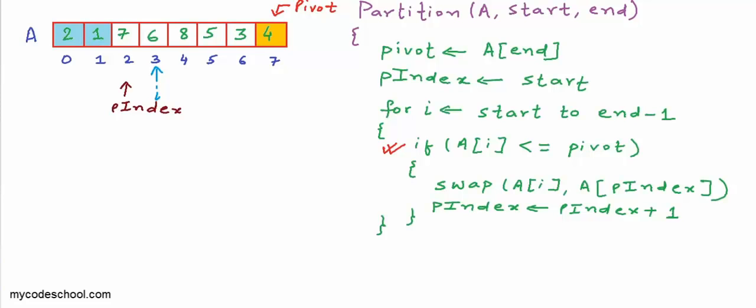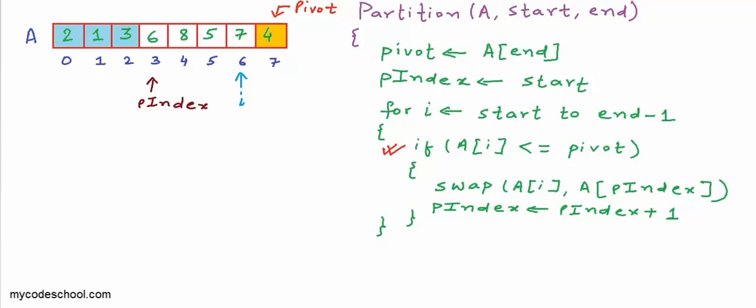6 is greater than 4. So we will simply move. 8 once again is greater than 4. I will now be 5, and the element at index 5 is also greater than 4. So we will go to index 6. 3 is lesser than 4, so we need a swap here. And now P index at this stage will be 3, and now we will exit the for loop. And if you can see, at this stage all the elements lesser than the pivot are towards the left of the partition index, and the pivot itself and the elements greater than the pivot are on or after the partition index. Now there is only one more thing that we need to do, and we will have a proper partitioning.